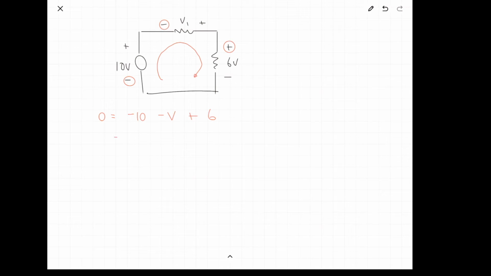So doing a little bit of algebra, we have V1, sorry, it's V1, not V. V1 equals negative 4 volts. We'll now go on to the second problem.